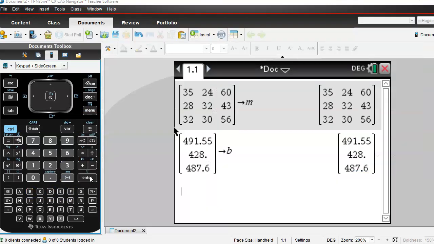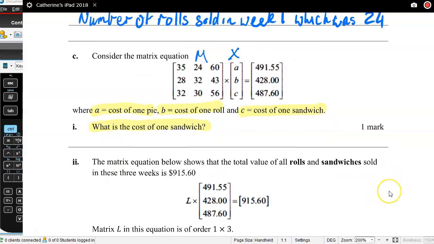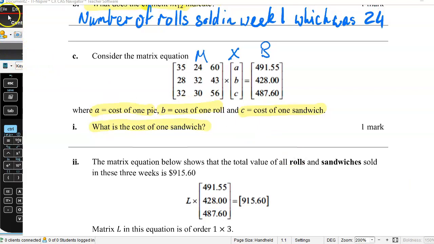Okay, just coming back here for a second. You can see this last matrix, what that $491.55 is saying. It's saying, okay, in week 1, we sold 35 pies for that amount, plus 24 rolls for that amount, plus 60 sandwiches for that amount, and all added up together, we got $491.55 in week 1. All right. So we'll go back here.